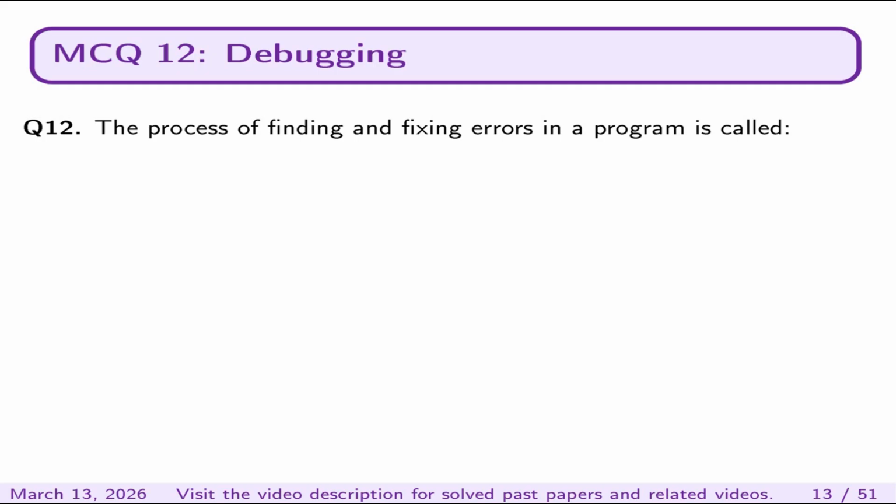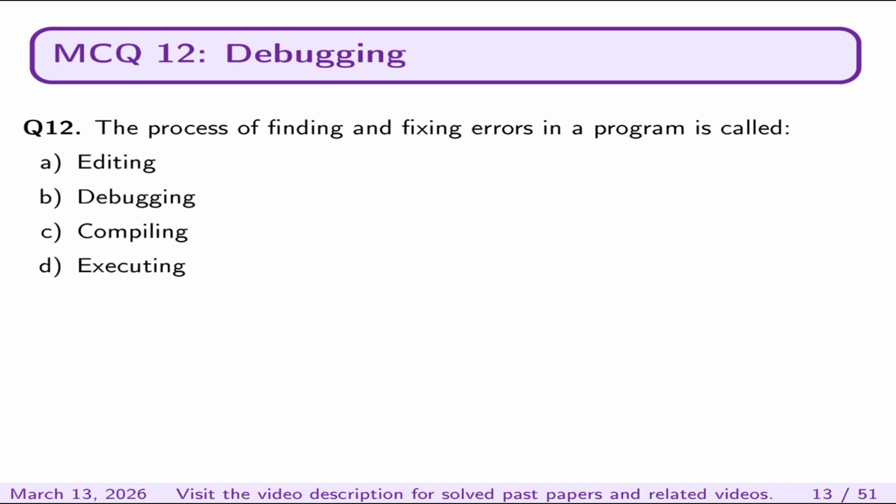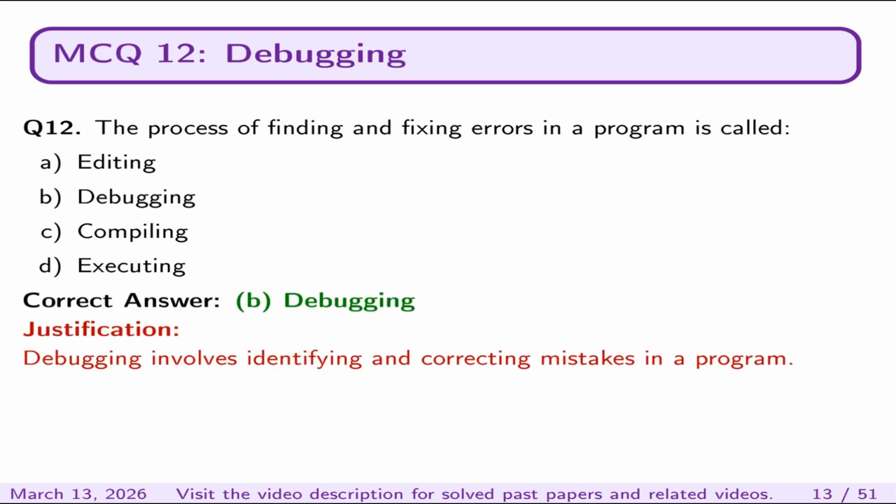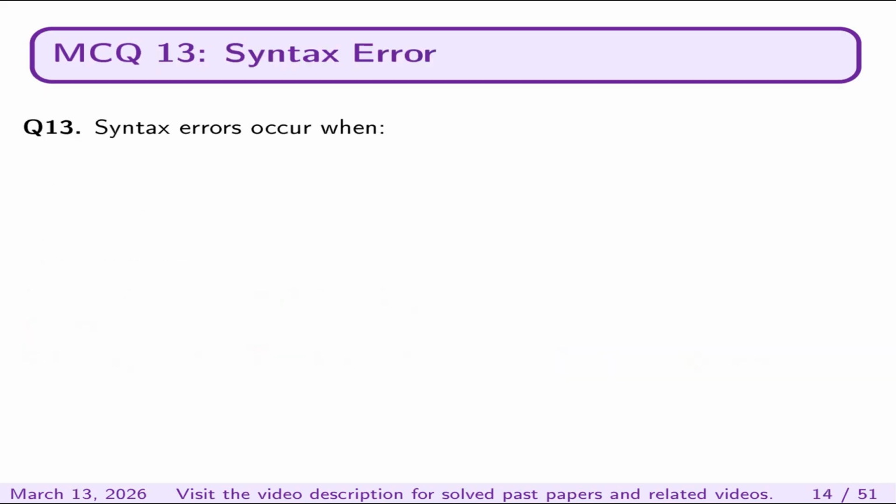Question number 12. The process of finding and fixing errors in a program is called editing, debugging, compiling, executing. The correct option is debugging, because debugging involves identifying and correcting mistakes in a program.